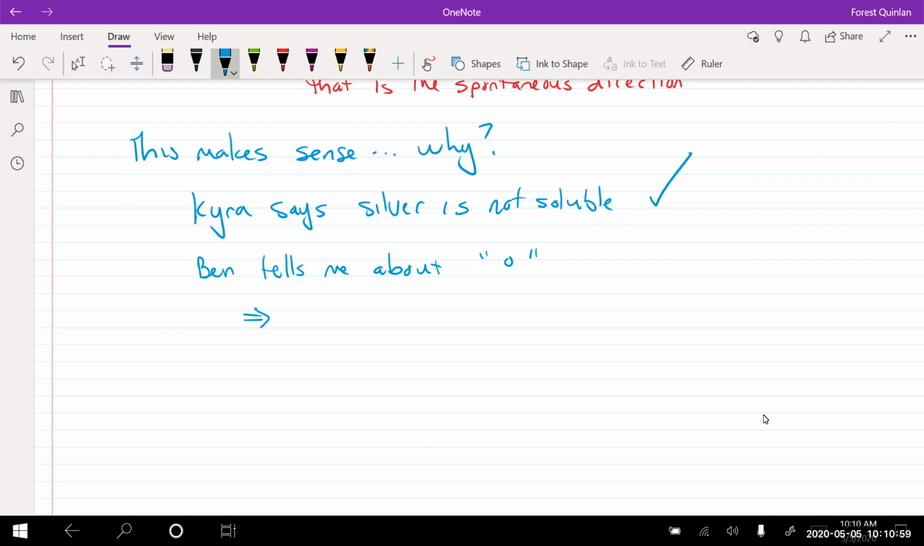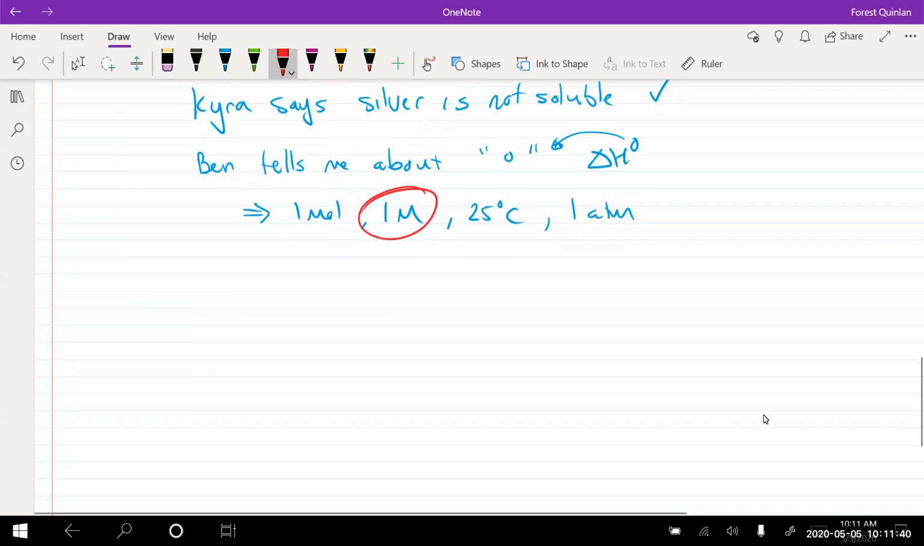When I say delta H naught, what does that mean? 1 mole, 1 molar, 25 degrees Celsius, 1 atmosphere. Now, of course, the pressure doesn't matter here. We're not talking about a gas, so we don't care about that. But this is what we're talking about: putting 1 molar's worth of stuff into solution and expecting it to continue to break apart. That's not going to happen.